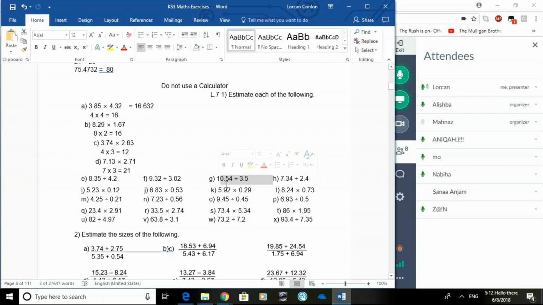So 10.54 rounds to what? What, sorry? So did you get this, Mo? Were you able to round 10.54 to one significant figure?